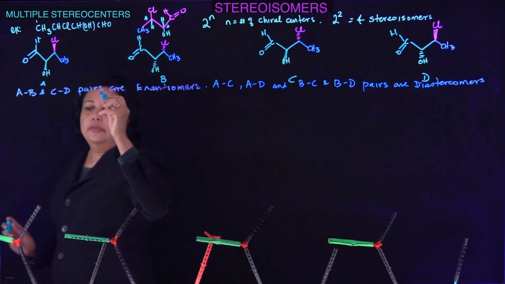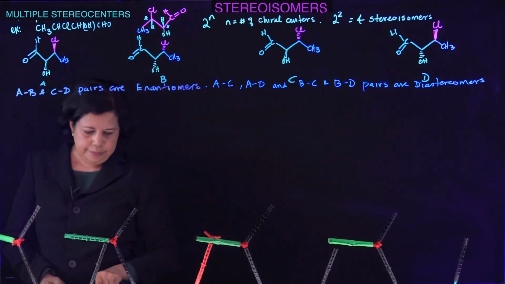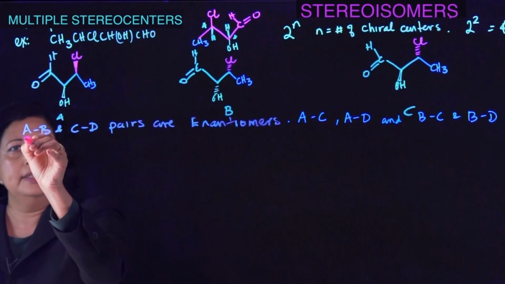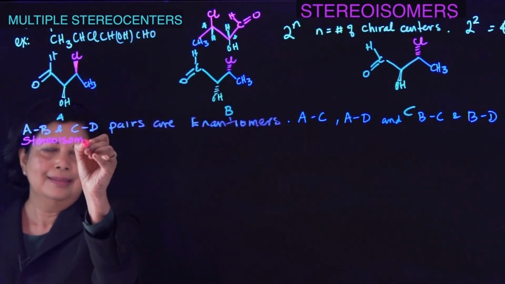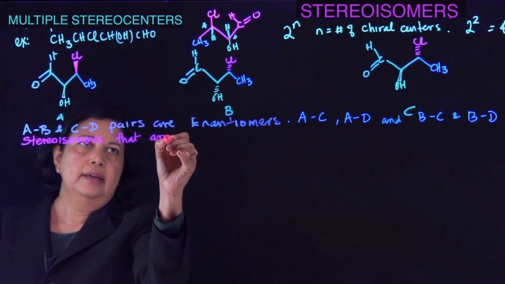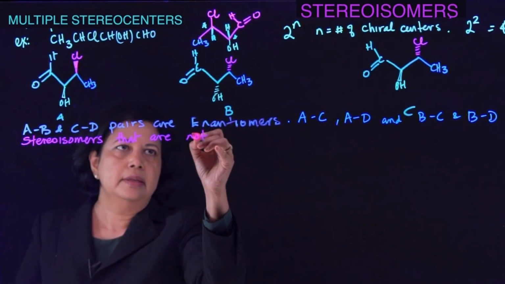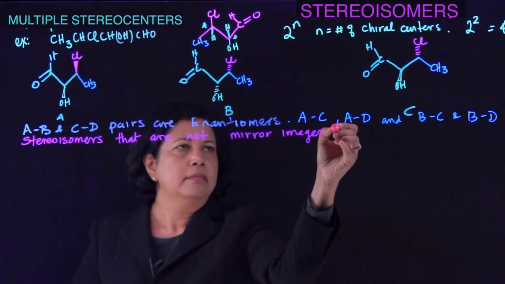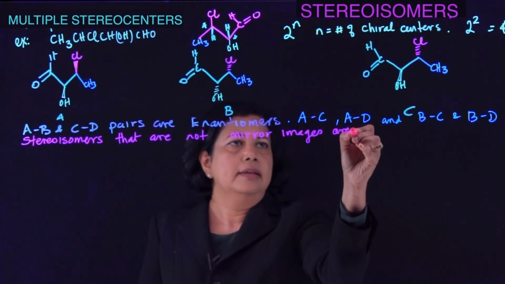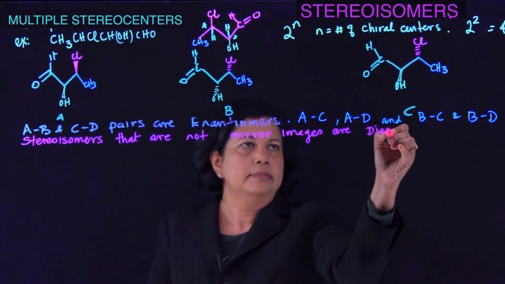Okay, one very important statement. Stereoisomers that are not enantiomers are diastereomers. Stereoisomers that are not mirror images, which means not enantiomers, are diastereomers.